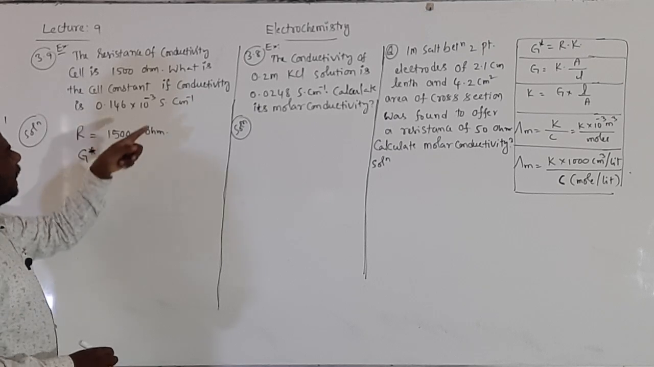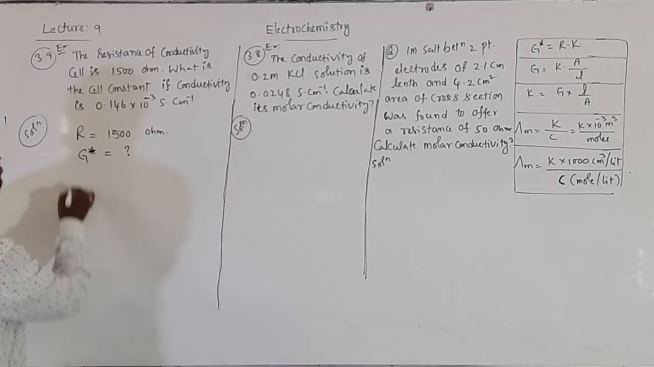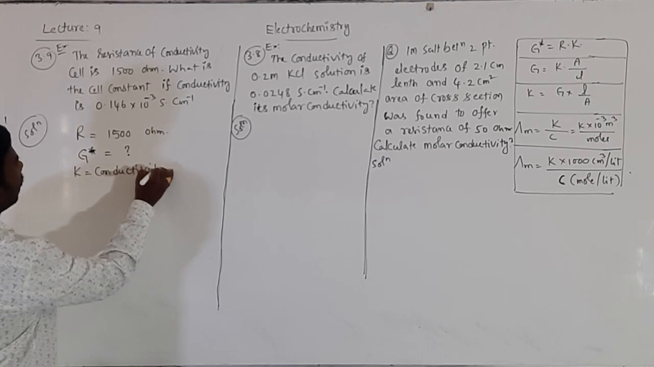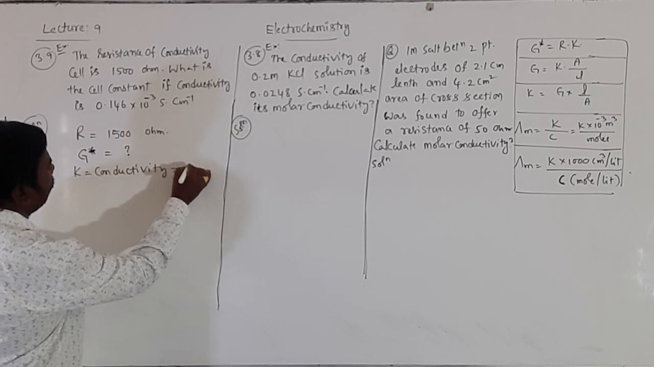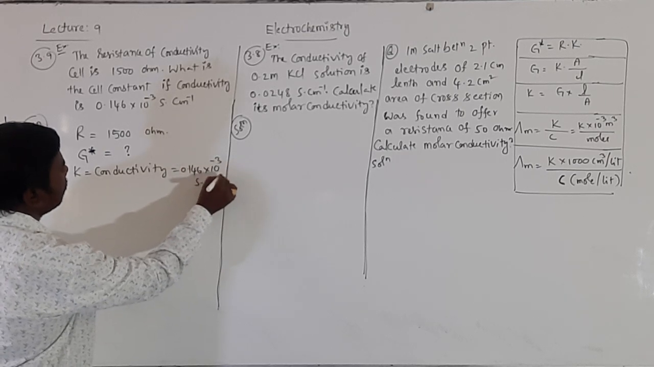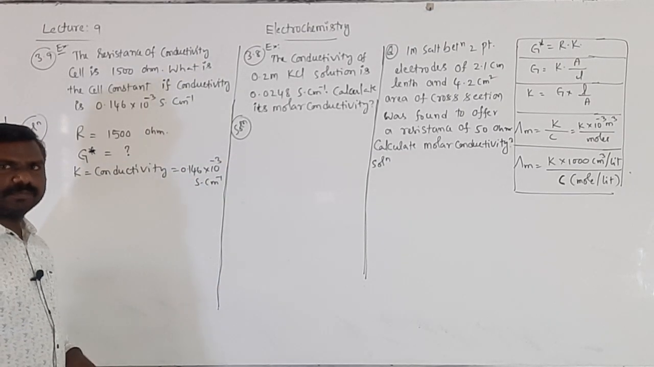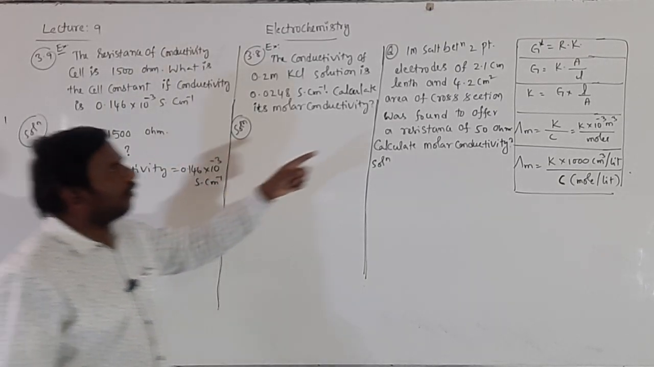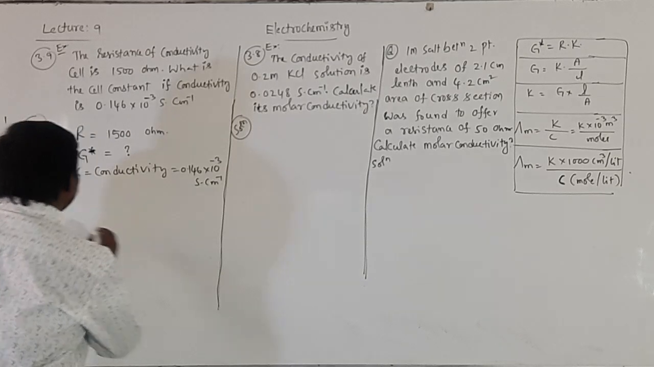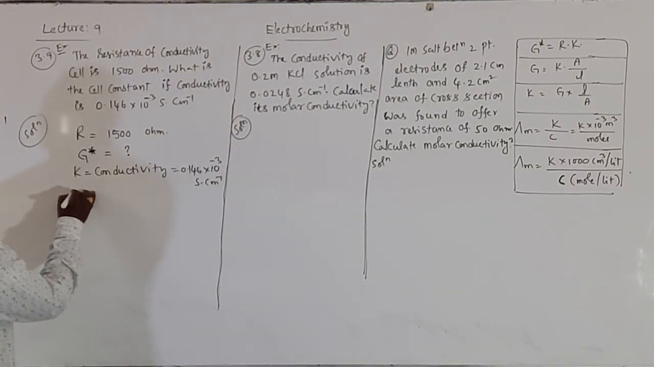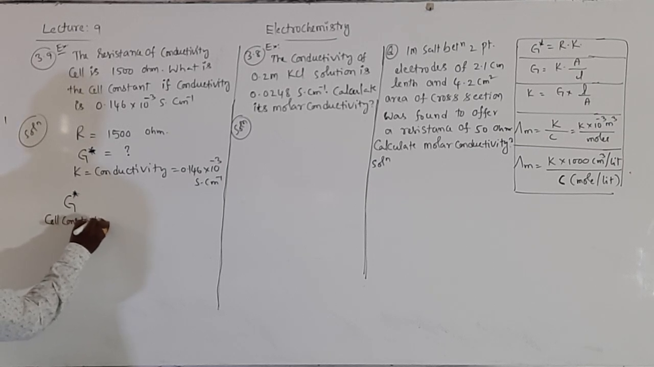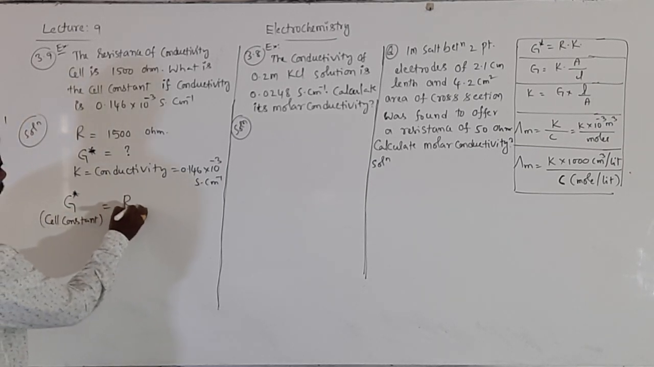What is the cell constant, G star, if conductivity is indicated by K, K equal to 0.146 times 10 to the power of minus 3 Siemens per centimeter? So the G star formula, I told you already, is R K. G star is nothing but the cell constant, equal to R times K.